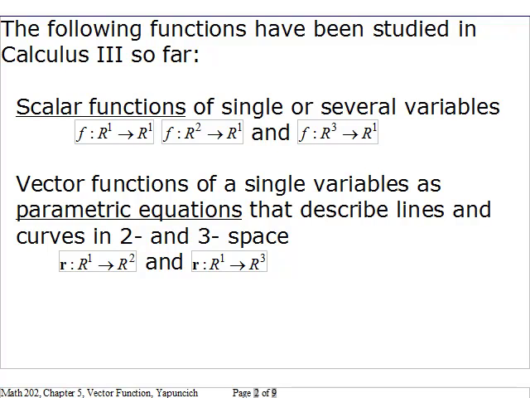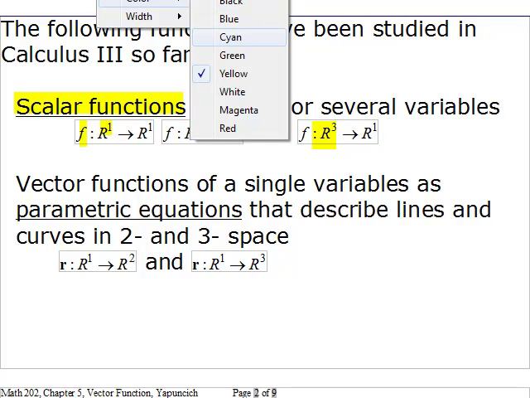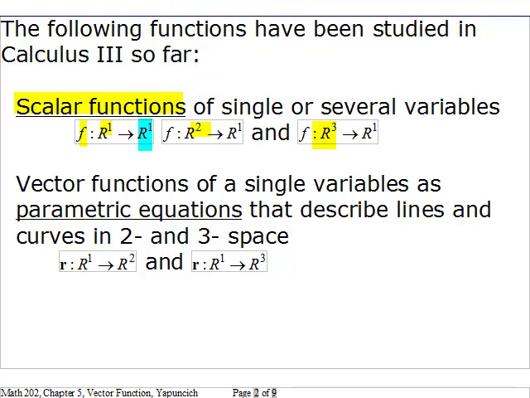So first we'll start by looking at the functions we've studied so far. The first one, of course, are scalar functions. That is a function, which I'm going to call f, that maps either R1, R2, R3, maps them all into R1. So that's a scalar function. The end result of a scalar function is a scalar being just a number. In our case, it's one of the real numbers.